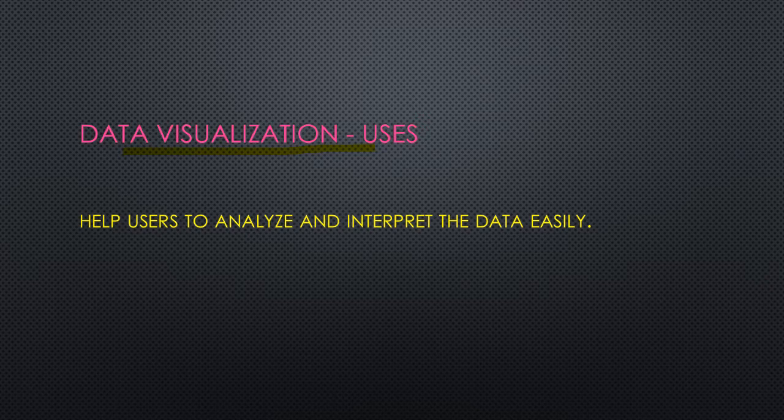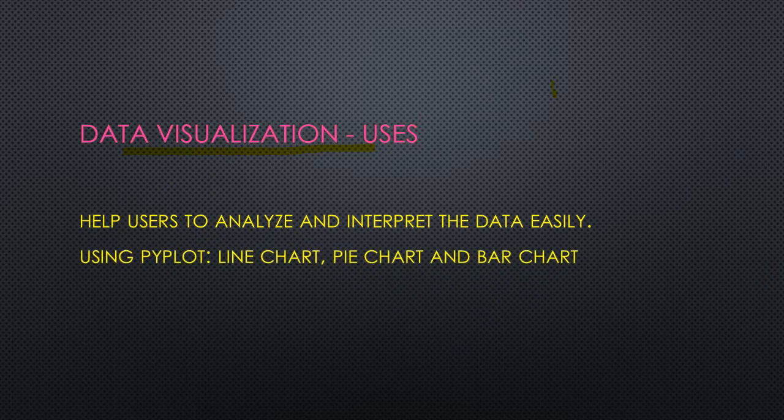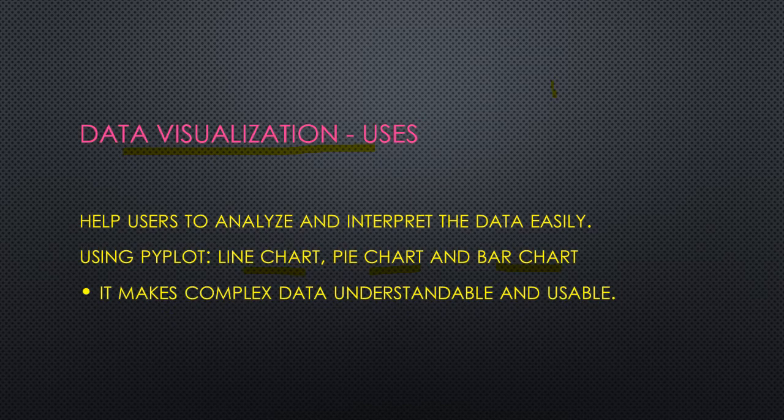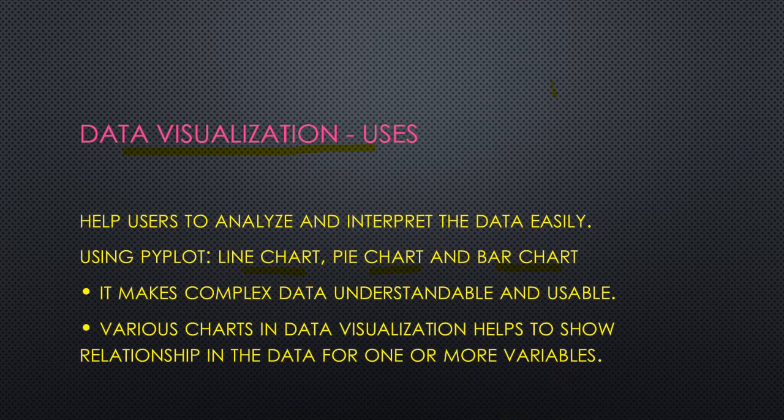For example, if you take the student marks, mark 1 and mark 2, we can compare students easily using a pie plot, which we can also call a line chart, pie chart and bar chart. It makes complex data understandable and usable. The various charts in data visualization help to show relationships in the data for one or more variables. These are very important questions.